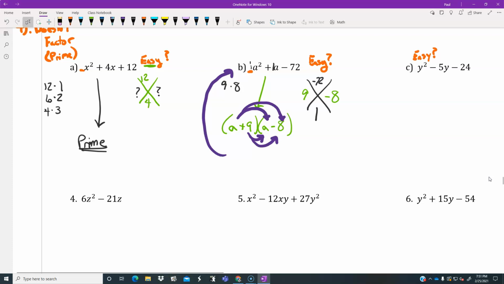Letter C down here on the end. Is it an easy? Can't take anything out. GCF. Multiples of -24 that make -5. Now, it's got to be a positive and negative, so I wonder what kind of number we got here.